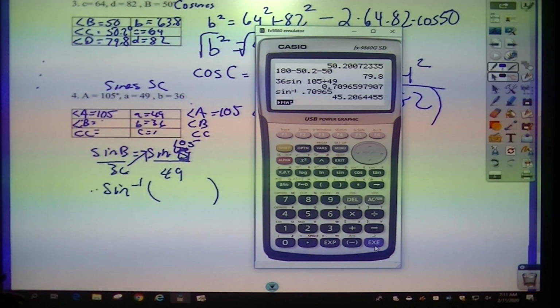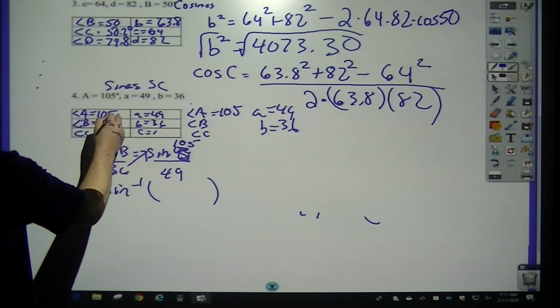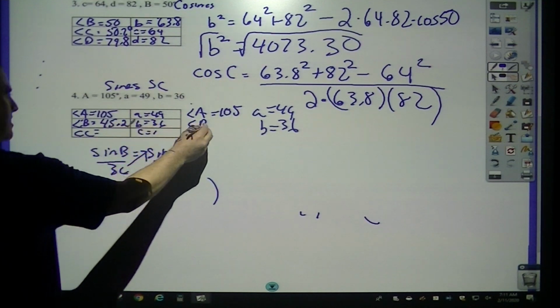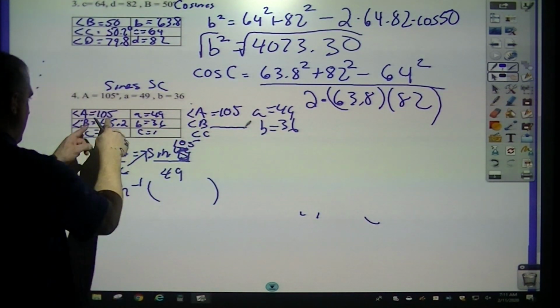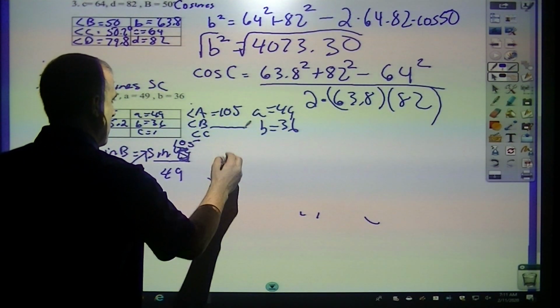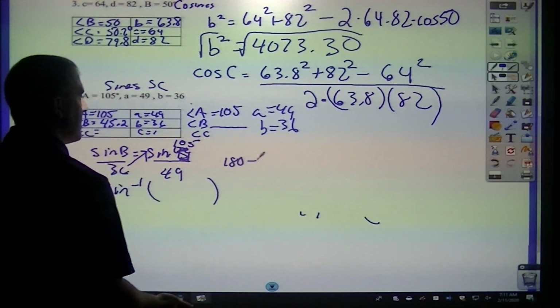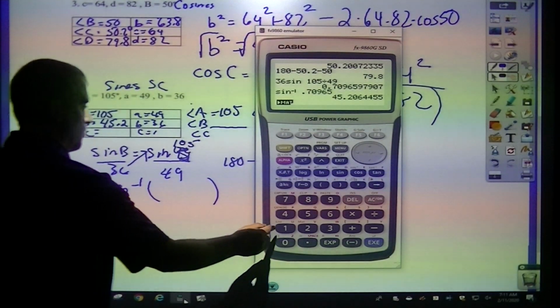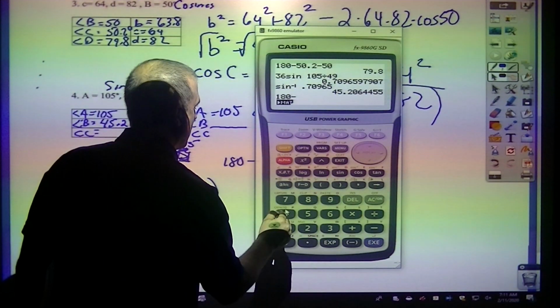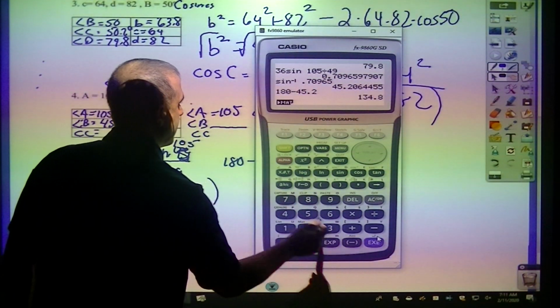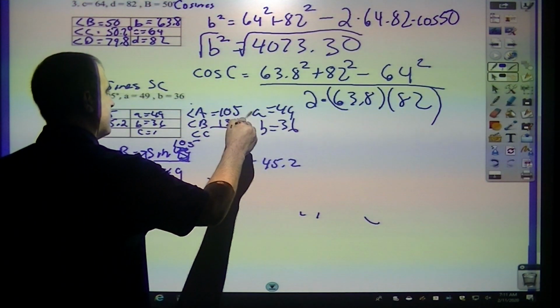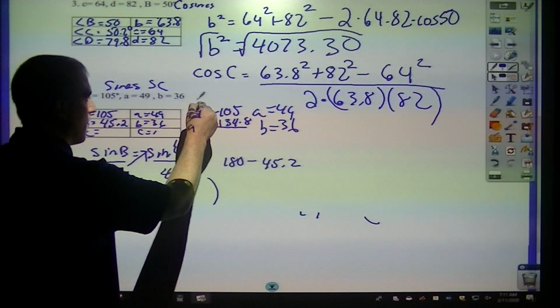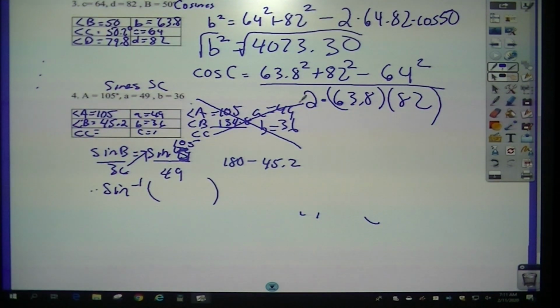Okay, I end up getting 45.2 degrees. Now, to get this other angle right here, I'm going to see what the other possibility is. That's going to be 180 minus this 45.2. So I do 180 minus 45.2, and I get 134. Now the problem is, that's already over 180, so there will be no second triangle.